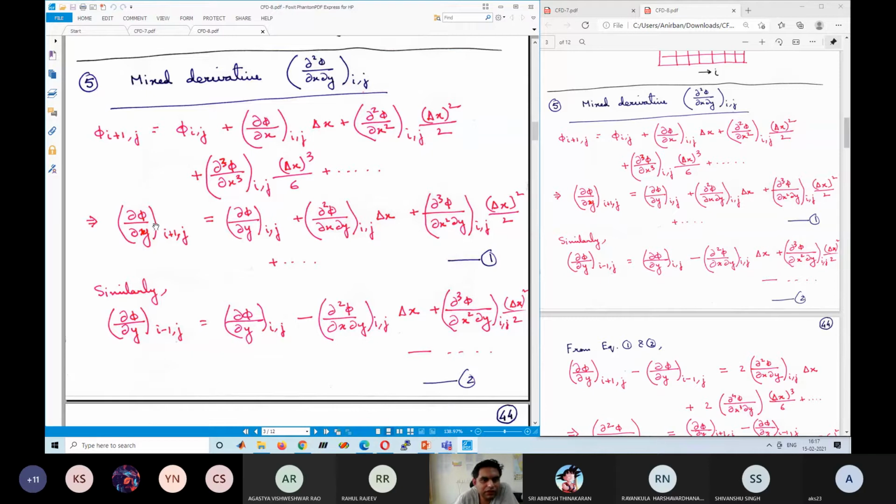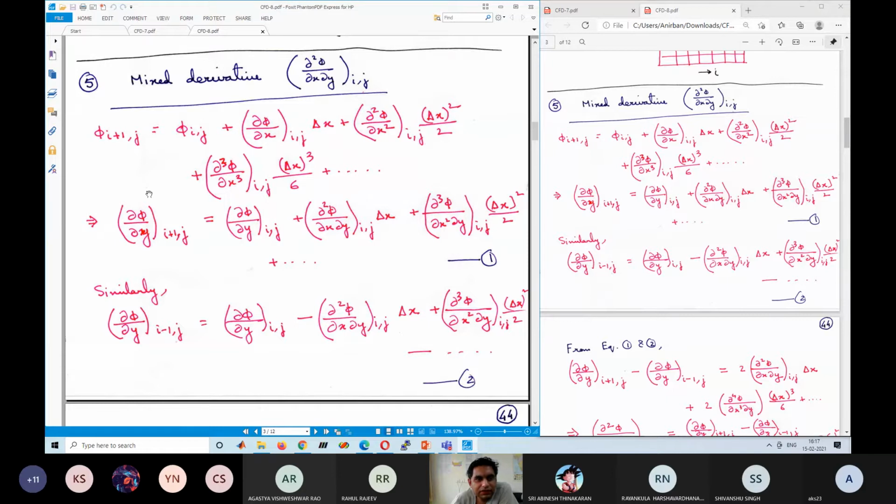So what are we going to do? Take a derivative with respect to y. So phi at i plus 1 comma j, if you take a derivative with respect to y, becomes del phi del y at i plus 1, j. Indexes remain the same. So del phi del y at ij plus del square phi del x del y at ij into delta x plus del cube phi del x square del y at ij into delta x square by 2, like this. It's just one additional derivative we are taking. Say this is equation 1.